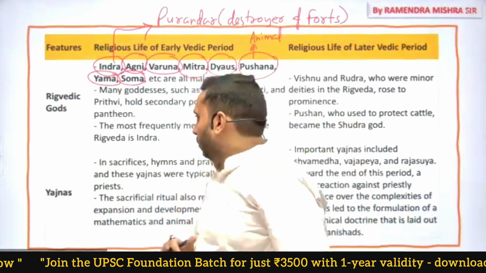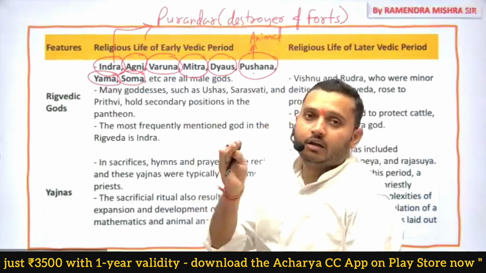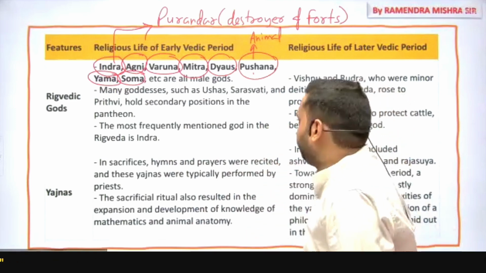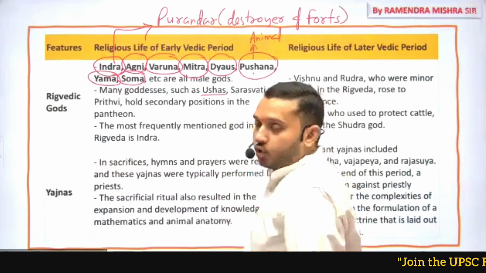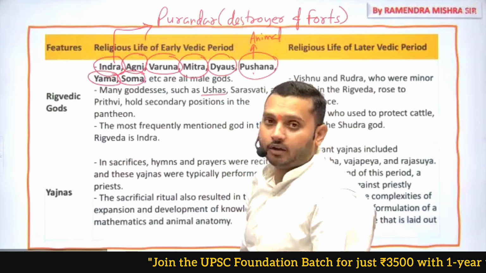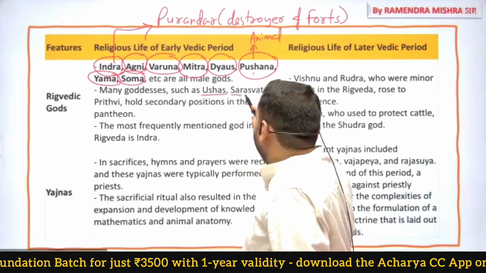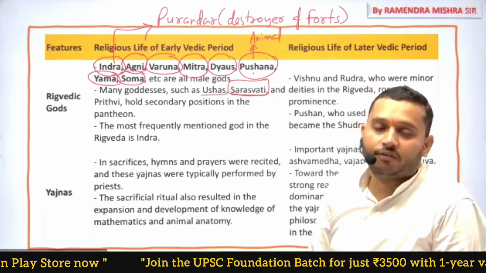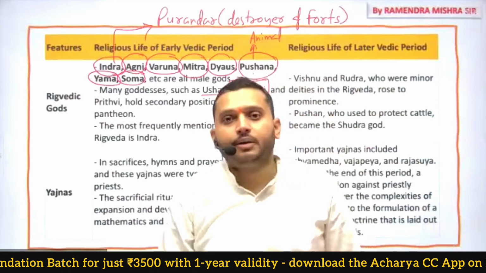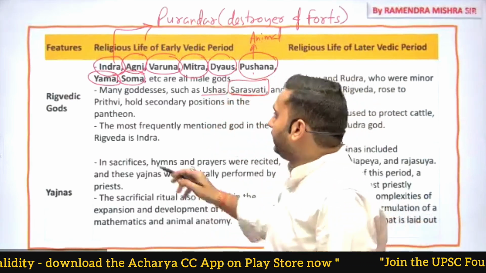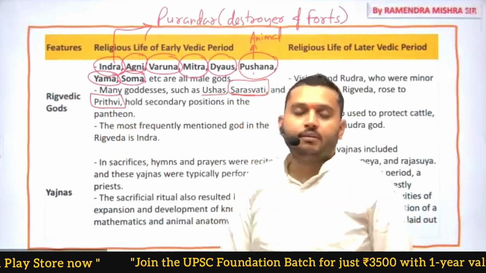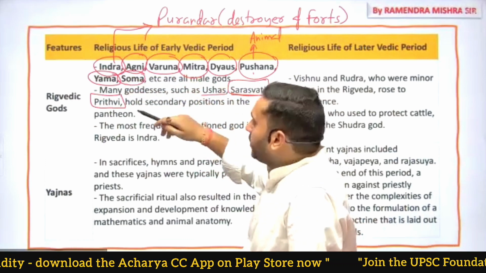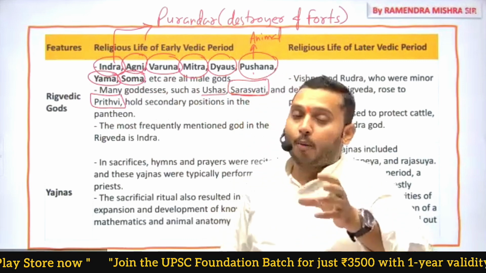Obviously, there was no female god, but they worshipped various goddesses who represent various forms of nature. For example, Usha. Usha means the goddess of dawn, the sunrise. Saraswati. We still worship Saraswati as the goddess of education, music, etc. Then Prithvi. Prithvi means Mother Earth. Though they are less prominent than these, especially Indra, Agni, Varuna. These three were the most prominent gods at that time.